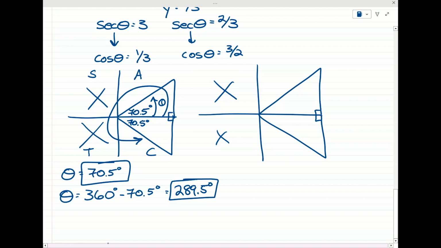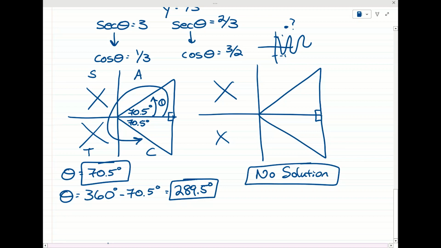Now for the cosine of 3/2, that doesn't look like any kind of special triangle I've seen also. And plus, I remember for cosine, the graph just goes between 1 and -1. So the graph is never going to be 1.5. But even if you're not sure about that, you could always type into your calculator inverse cosine 3 divided by 2, and it'll give you an error. This is just no solution. So the only two answers come from that first factor, and that's 70.5 and 289.5.